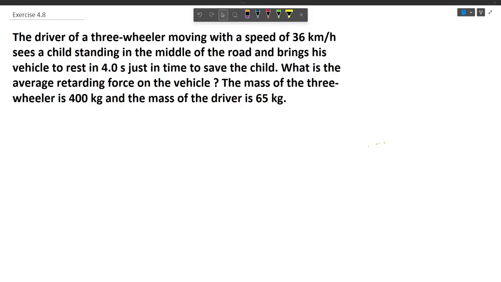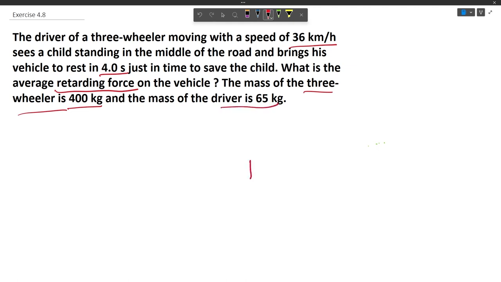Question says that the driver of a three-wheeler moving with a speed of 36 km per hour sees a child standing in the middle of the road and brings his vehicle to rest in 4 seconds, just in time to save the child. Now, what is the average retarding force on the vehicle? The mass of the three-wheeler is 400 kilogram and the mass of the driver is 65 kilogram.